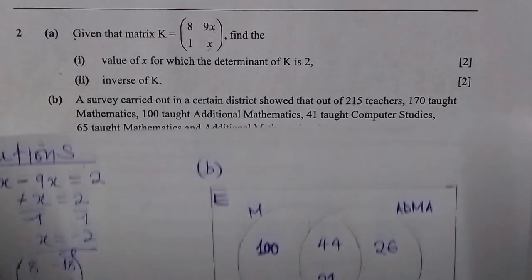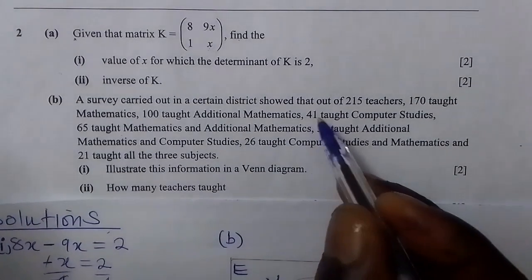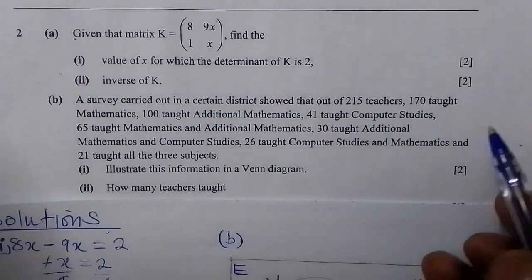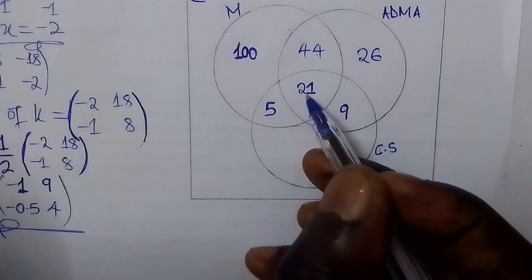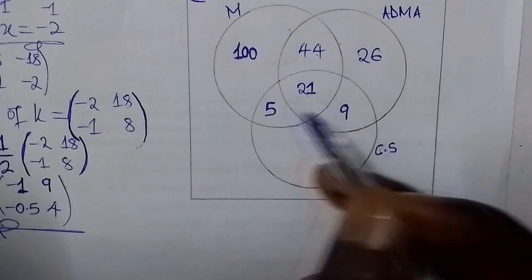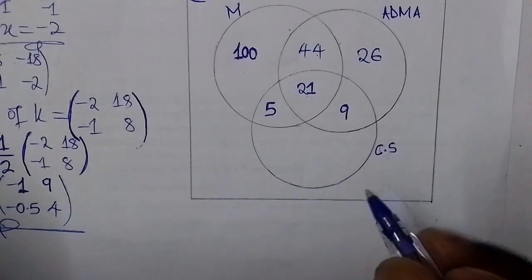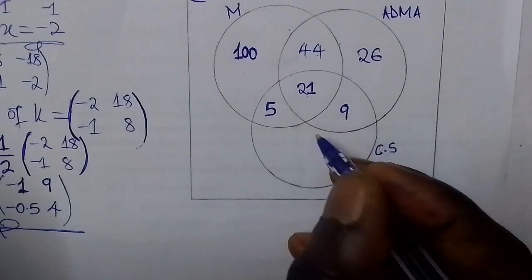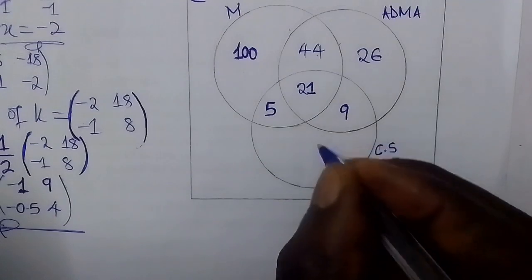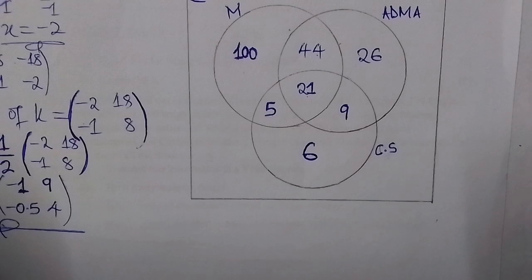Then we go to computer studies. So it is given that 41 taught computer studies. So if 41 taught computer studies, let's look at what we have already. So in computer studies, there's 5 plus 21 plus 9. So what does this give? So this gives 35. When you add these three numbers, you get 35. So this means that in computer studies only, we are going to subtract 41 minus 35. This will give us 6 here. So 6 taught computer studies only.